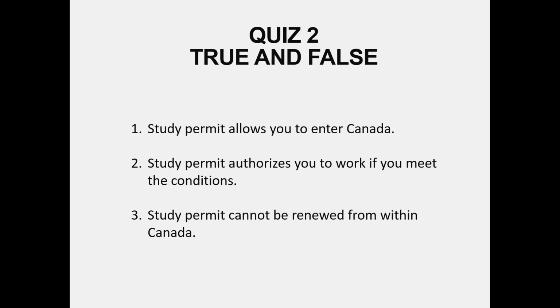Question number two, the study permit authorizes you to work if you meet the conditions. Correct. A study permit allows you to work if you meet the conditions, meaning that as long as it's valid, you are a full-time student, and school has started. There are many other conditions that you need to meet in order to be able to work. The study permit cannot be renewed from within Canada. That's false, because you can renew your study permit within Canada.